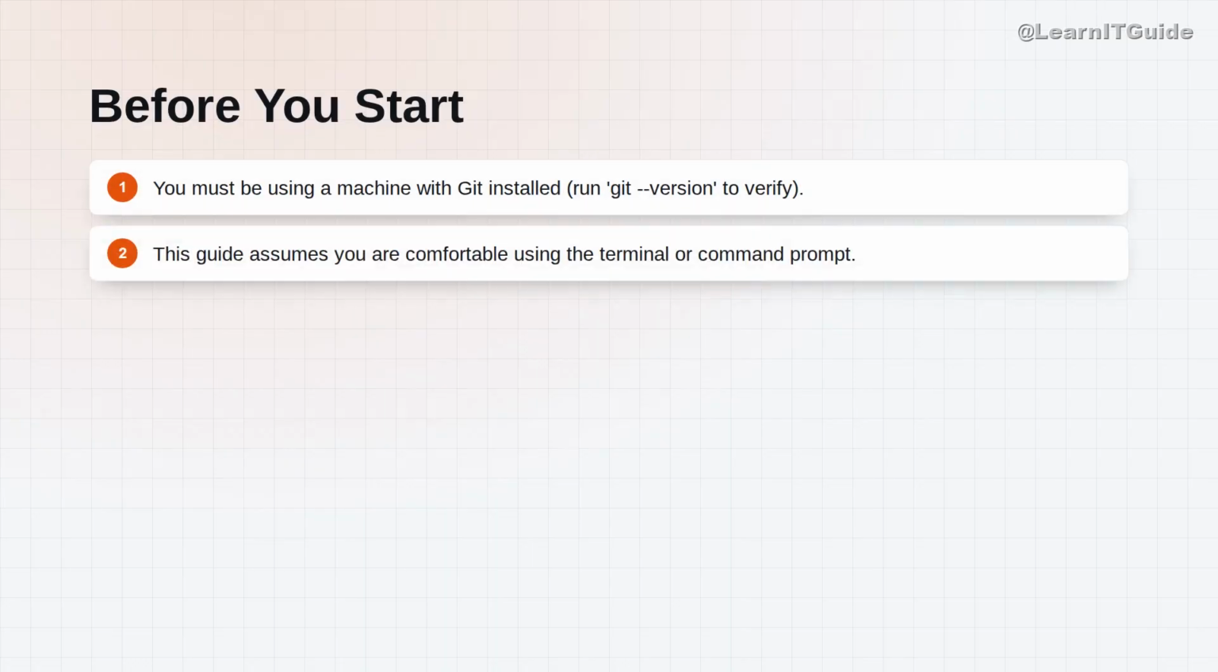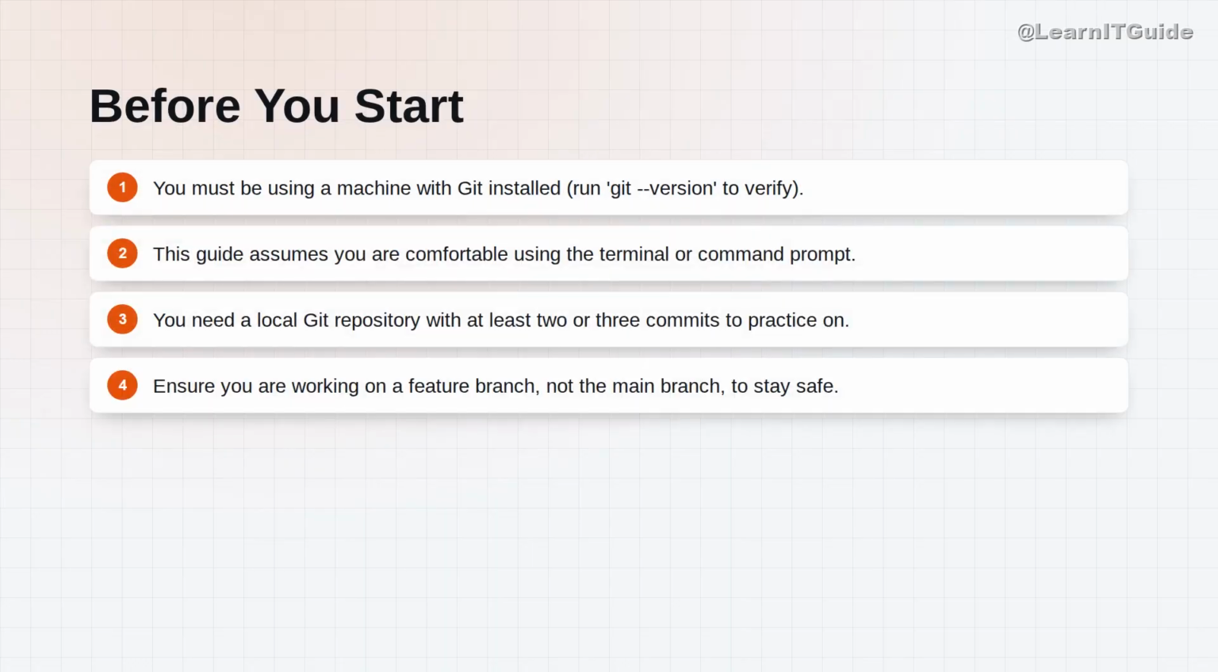Before we dive in, let's make sure you are set up correctly. First, verify you have Git installed by running the git version command in your terminal. If you are on Linux, you can install it via your package manager. If you are on Windows, use the Git Bash terminal. You should already have a local repository with a few test commits to practice on. Remember, we always practice squashing on feature branches, never on the shared main branch. Let's move on. Take a moment to review each point shown on screen.